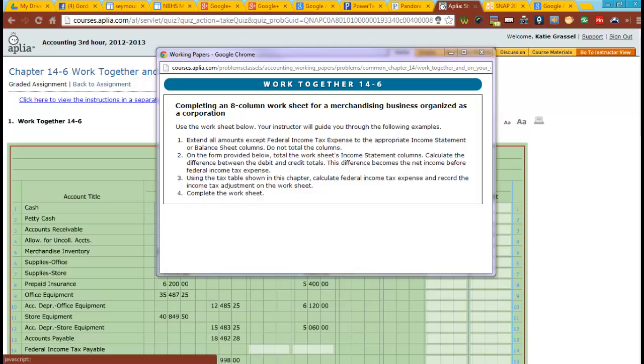Our columns on our worksheet are a trial balance, which is to prove that our debits and credits equal, and our adjustments where we go through and adjust. We have done every adjustment except one. The last one we can't do until we actually know what our net income is. The last adjustment that we have to do is our federal income tax. This is going to be what will take us time. This is the last section for this chapter.